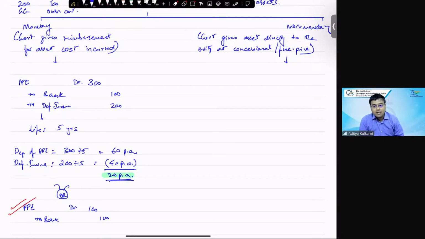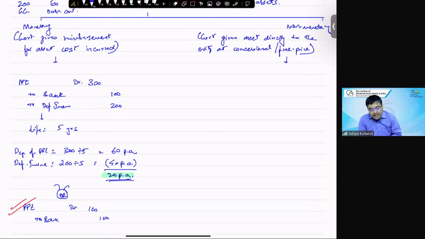What will the government tell? The government will tell you, pay me back my deferred grant first. Yes, you enjoyed my money, no? You had enjoyed this money for an asset for 5 years. But now you want to sell it after 2 years. So please pay back the grant that I have given to you.